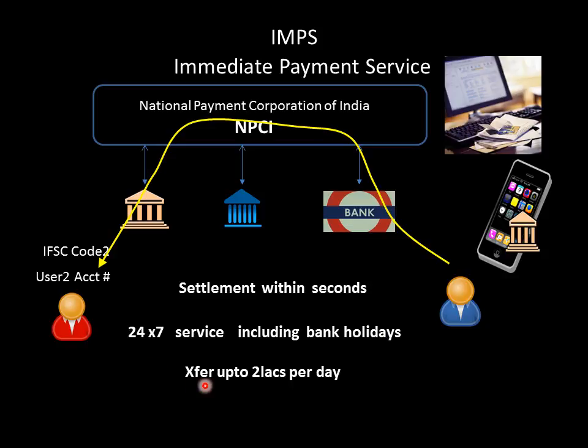You can transfer up to 2 lakhs per day using IMPS. And payment is for daily use, grocery services, the low value stuff that we talked about before. So instead of using your credit card or your online banking, now you could use your mobile phone to make your payments.